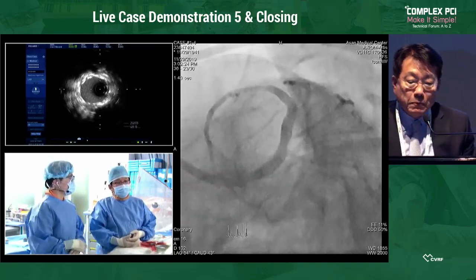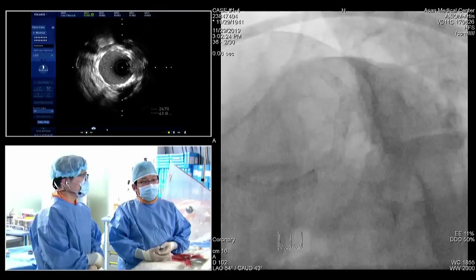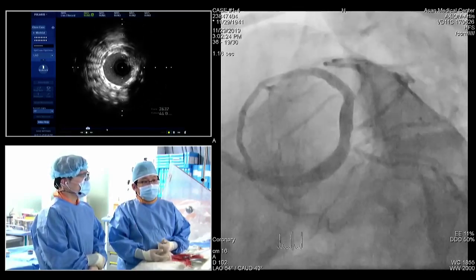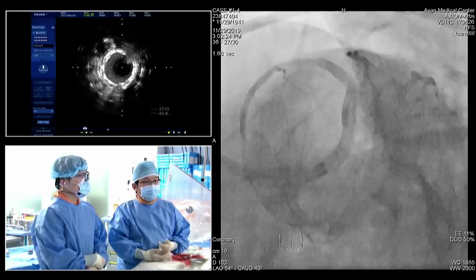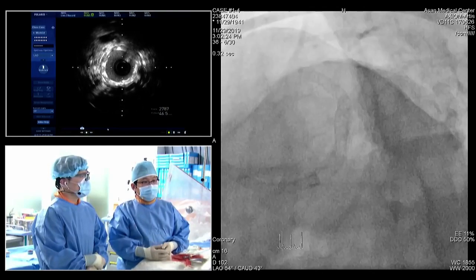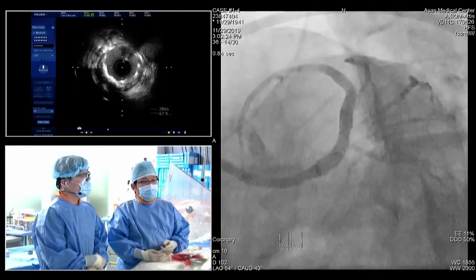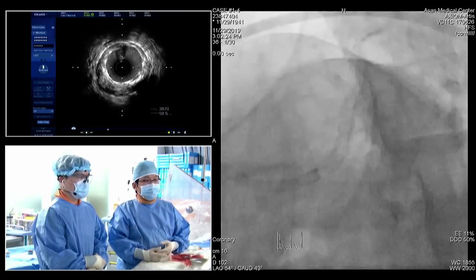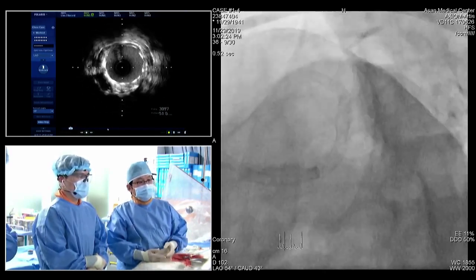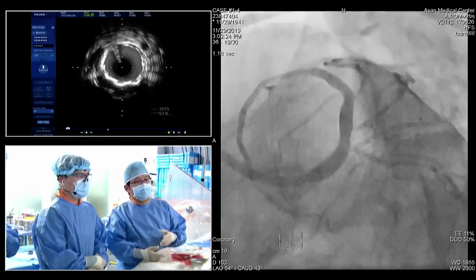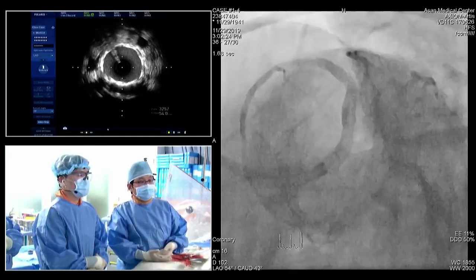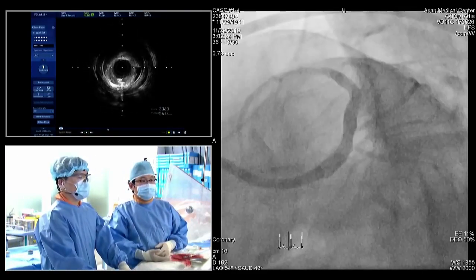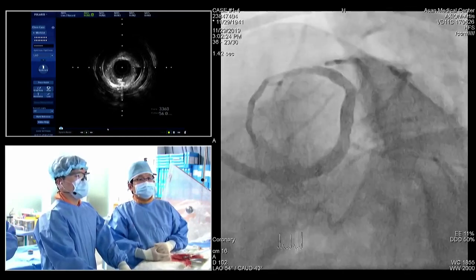The absolute indication of rotablation in my mind is two things. The first is that it is impossible to deliver the device, the high pressure balloon or something. The second is that the high pressure balloon cannot dilate the lesion fully. So if the high pressure balloon cannot pass through, or cannot dilate, then we have to do rotablation. Otherwise, I like to start with the high pressure balloon first. I have only one concern.